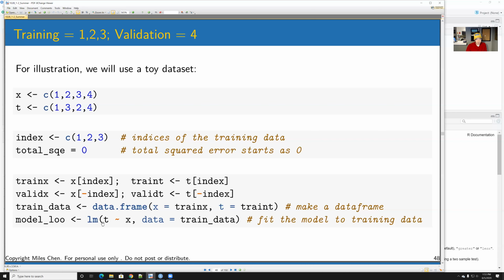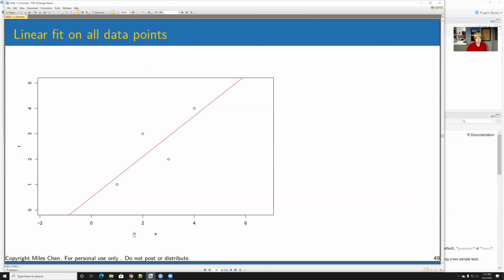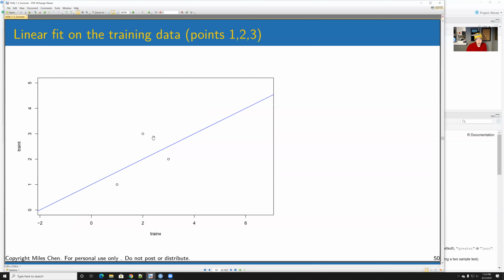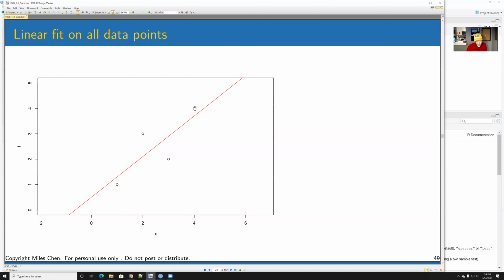And then I fit a linear model between T and X using the training data, okay? I fit a model using the training data, where I've combined train X and train T into a data frame. And then we're gonna take a look, okay? So this is what the linear model would look like if we fit it to all 4 data points, okay? But what we're gonna do is we remove this point, right?